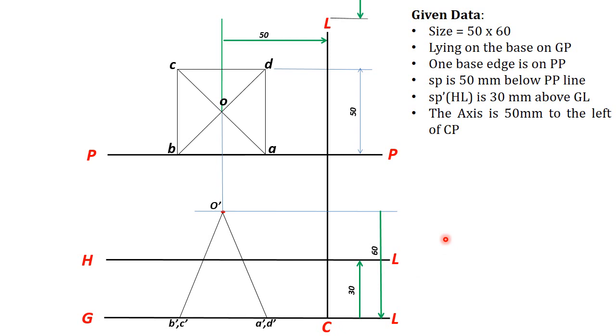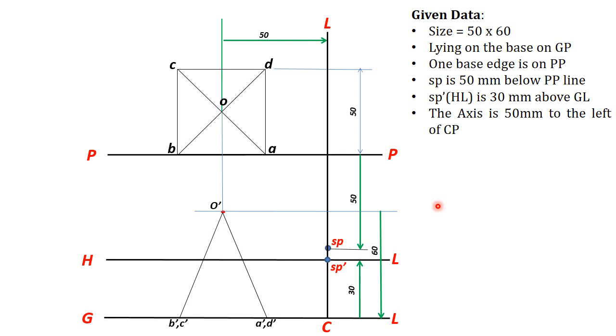Now find the station points, top view and front view, with the given distances. Okay, already we have drawn the horizon line, so the meeting point of the horizon line and center line will give you the station point front view, and it is given that the station point is 50 mm in front of PP, so you can mark that 50 mm below the PP line, you will get the station point here.